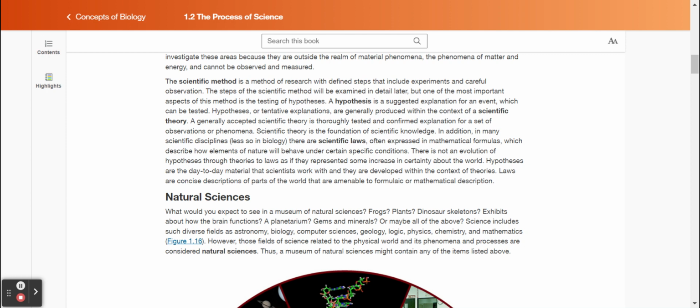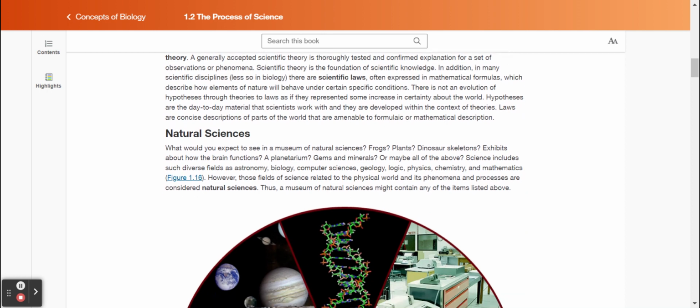In addition, in many scientific disciplines, less so in biology, there are scientific laws, often expressed in mathematical formulas, which describe how elements of nature will behave under certain specific conditions. There is not an evolution of hypotheses through theories to laws, as if they represented some increase in certainty about the world. Hypotheses are the day-to-day material that scientists work with, and they are developed within the context of theories. Laws are concise descriptions of parts of the world that are amenable to formulaic or mathematical description.